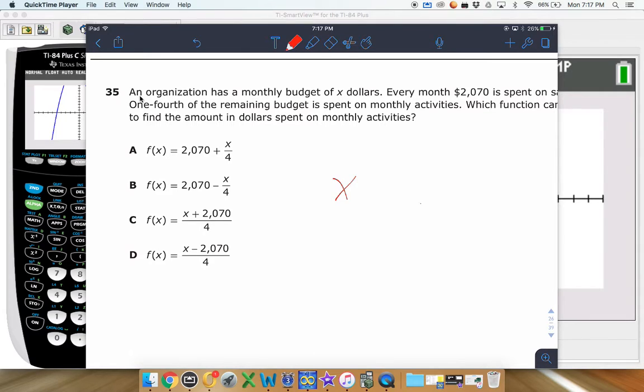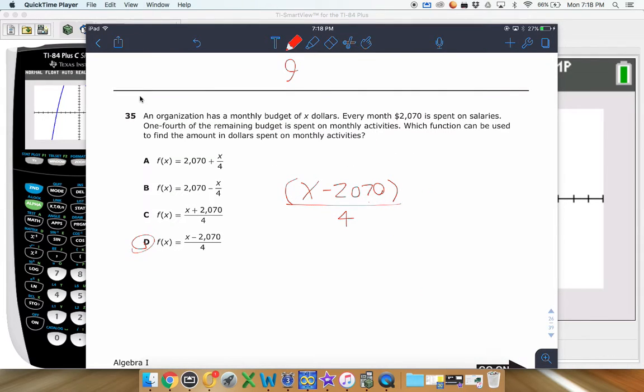Now, the difference in most of these answer choices is between whether you subtract off your $2,070 or divide first. Since they talked about spending the $2,070 first, we're going to say x minus the 2070. Then whatever that is, once you do that, you got to divide all of that by 4. So probably answer D is the best option in this case.